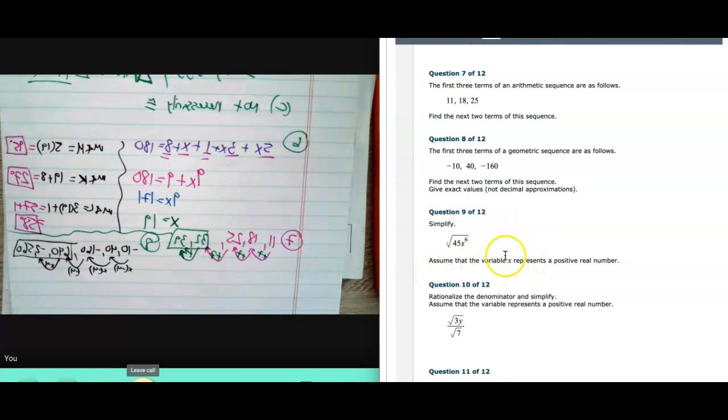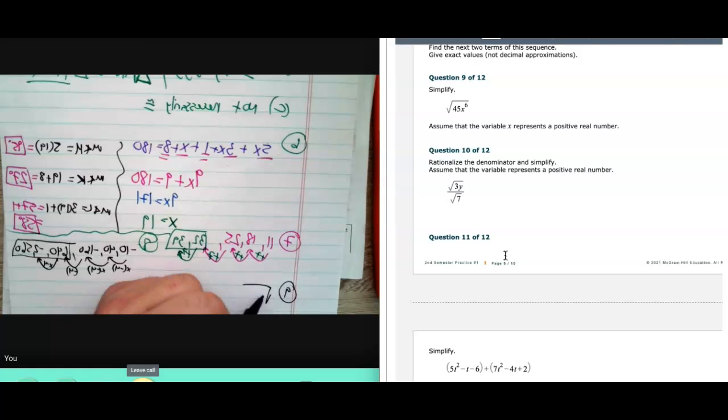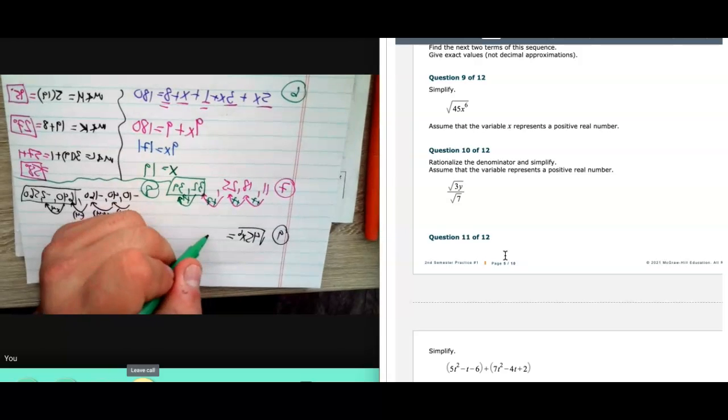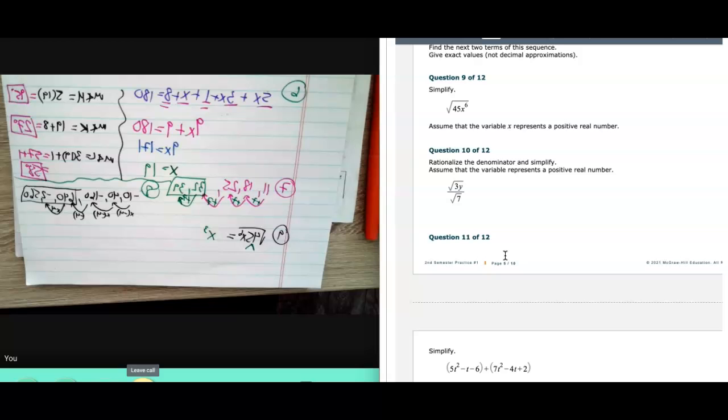Number 9, simplify the square root of 45x to the 6th. So this is getting a little closer to what we've been working on lately. Number 9, simplify the square root of 45x to the 6th. Well, you may remember that you can take the square root of x to the 6th by cutting the exponent in half. It's x to the 3rd. But what about the 45? That's something you might want to break down.